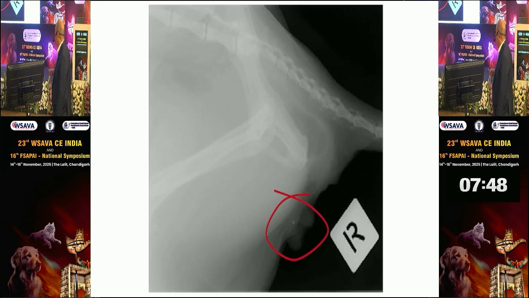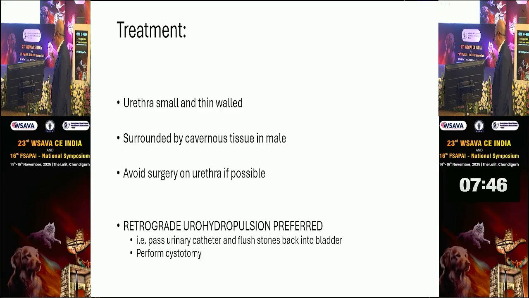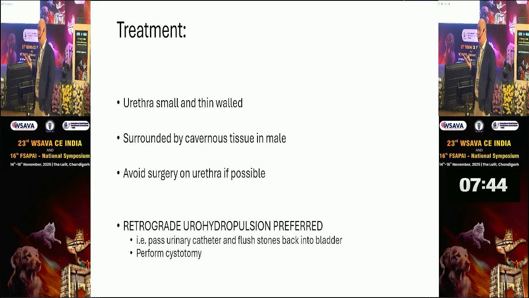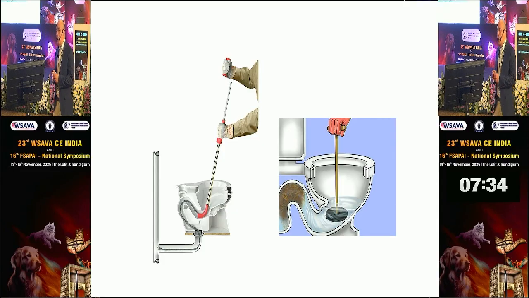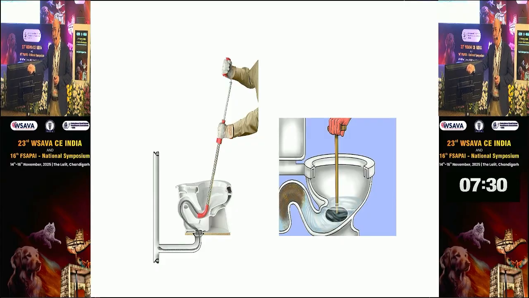Ideally, what you want to do is to flush them back into the bladder. So you don't want to operate on the urethra unless absolutely necessary. Retrograde hydropulsion is ideal, and then you can do a cystotomy. So I like to think of this as not being a process where you're actually pushing them back in. If you try and push stones back in, it's highly likely you'll tear the urethra. You want to flush them back in. So it's hydropulsion. So a bit like a plunger, you want to build up force and push them back into the bladder.